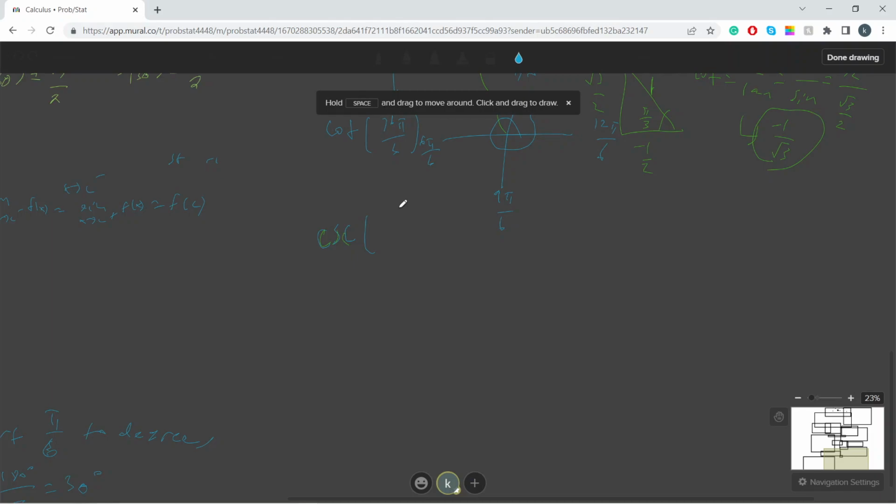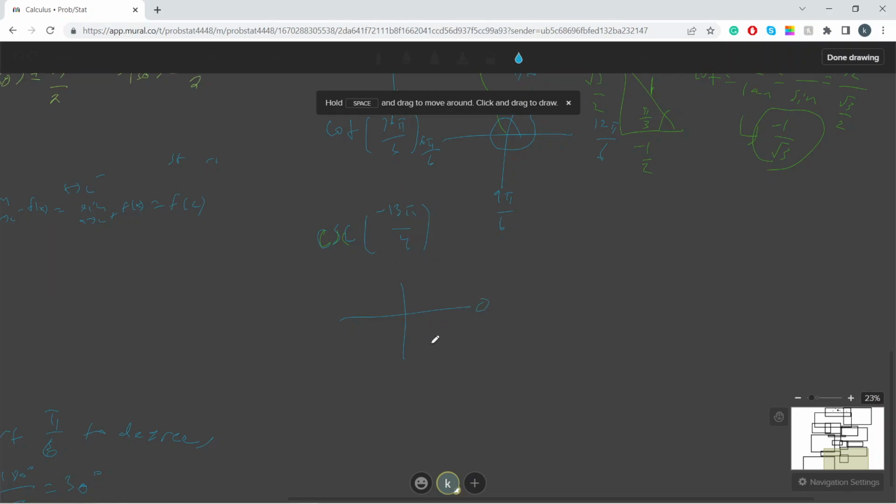Let's try the cosecant of negative 13 pi over 4. So how are we going to do this? Well, we draw the unit circle again. And remember that because this angle is negative, we're going in the clockwise direction.